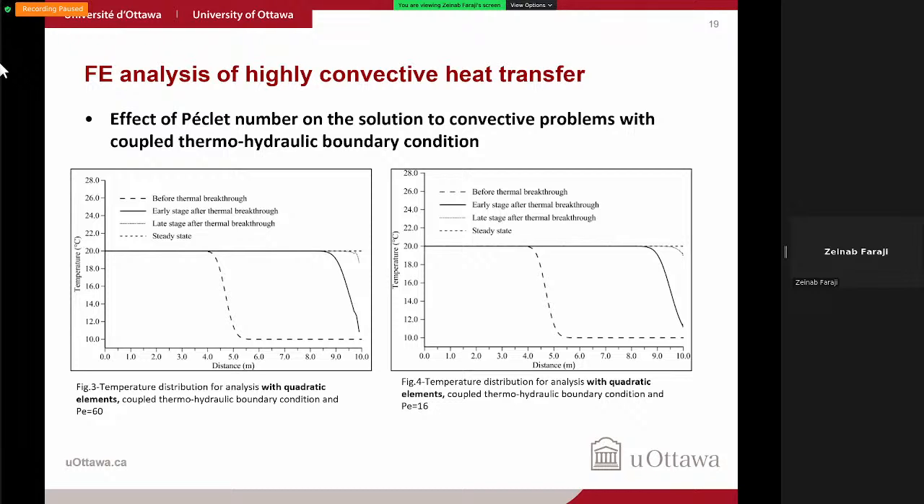So it illustrates that a coarse mesh with quadratic elements can be utilized in a simulation of an open loop system as effectively as a fine mesh with linear elements.